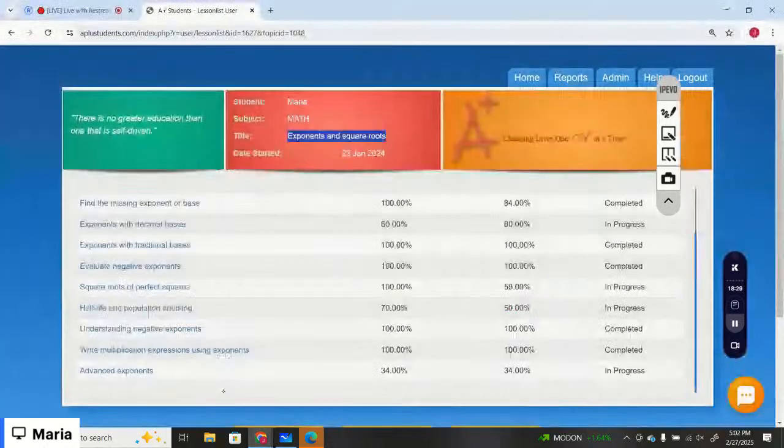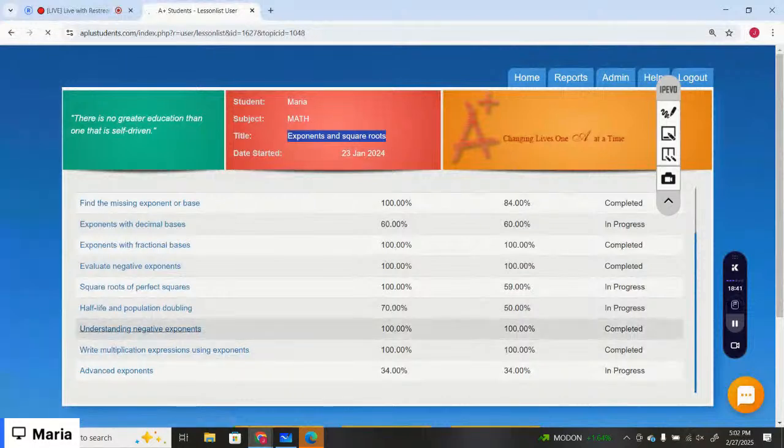Here I am on grade 6 math. The chapter we are on right now is exponents and square roots. We're going to start with the lesson that is understanding negative exponents.